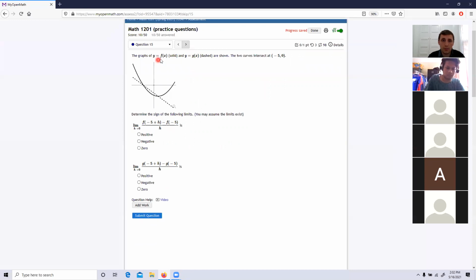So graph is y = f(x), y = g(x) is dashed. So this is dashed, this is solid. Curves intersect at (-5, 0). So this is (-5, 0). They are asking whether this limit, look at it, is positive, negative, or 0. Is this limit going to be a number that's positive, negative, or 0? Okay. Look at it and tell me, please.